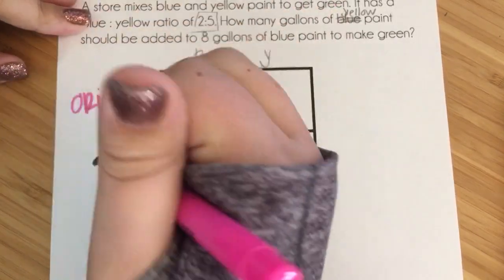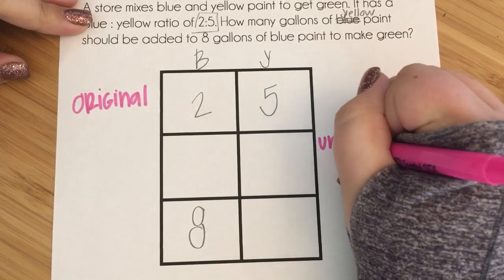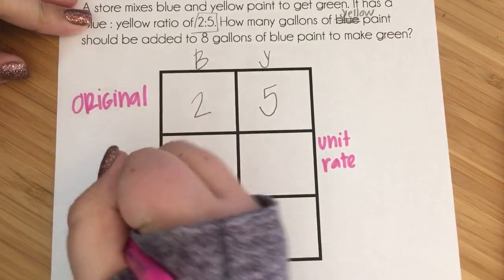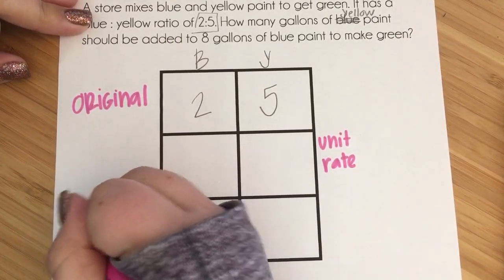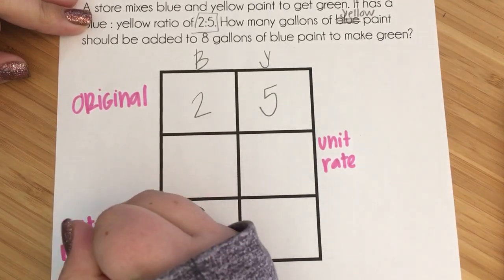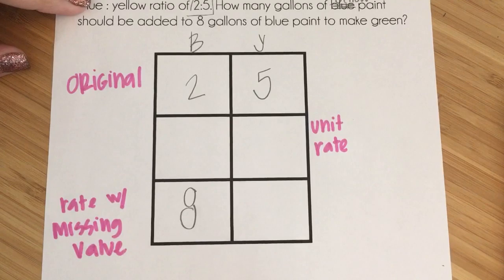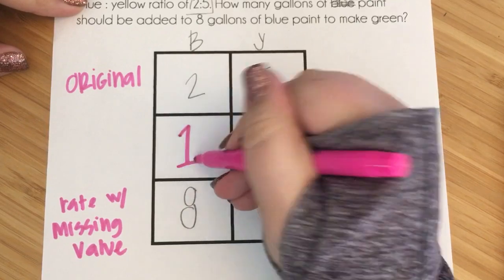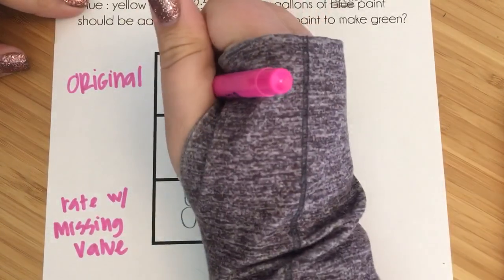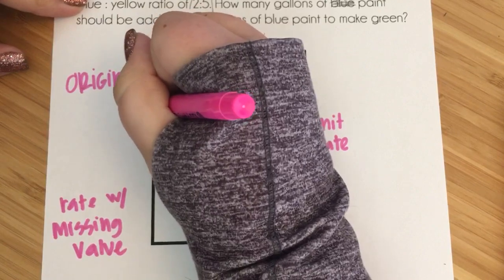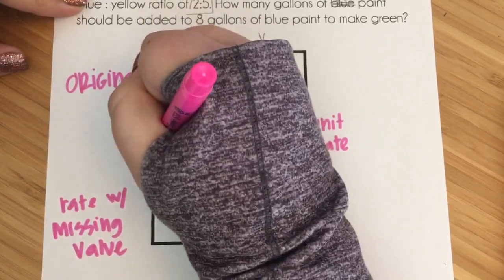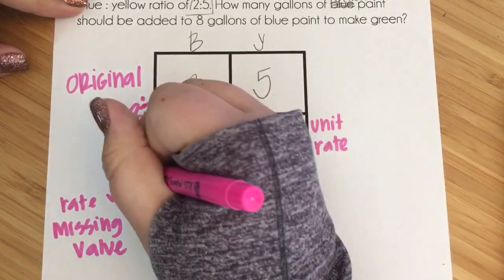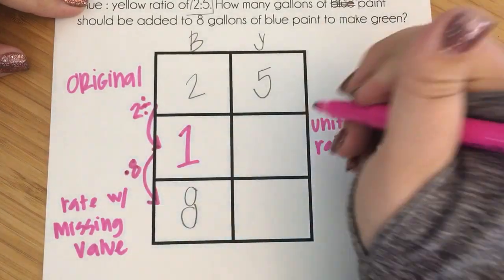Now remember, the top one is the original ratio I was given. The middle one is the unit rate per 1. The bottom row is the ratio that has the missing value, the ones that we're wanting to know. So I write the number 1 in between my 2 and my 8. Then I have to ask myself, what could I do to the 2 to get 1? Well, I divide 2 by 2, and I get 1. And to go from 1 to 8, I multiply by 8. Now I'm going to do the same thing to the other side.